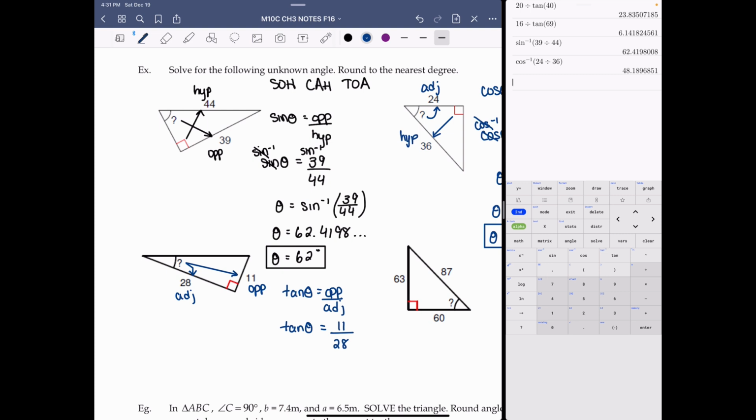We want theta to be alone, so we need to get rid of the tan by doing tan inverse on both sides. Then tan inverse and tan cancel out, and we get theta equals tan inverse of 11 over 28 in brackets. And then we calculate that. Second tan in brackets 11 divided by 28, or 11 over 28. We get 21.4477, which rounds to 21 degrees.